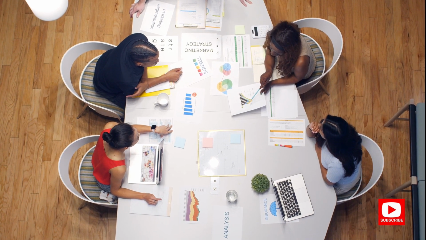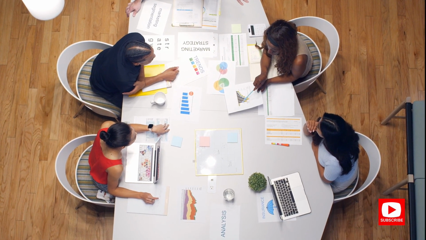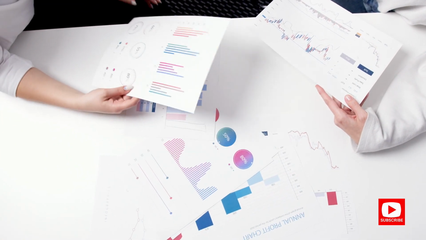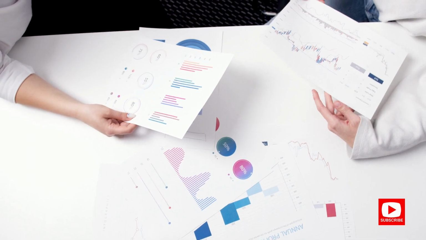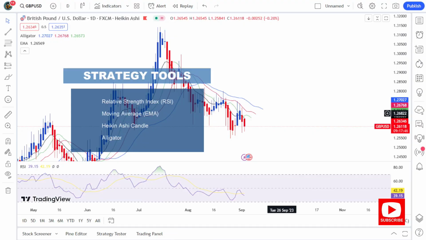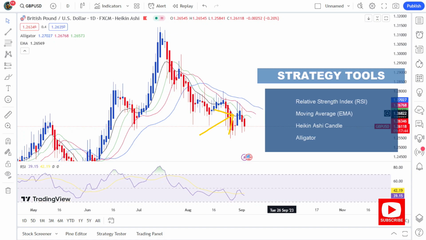Hello traders, welcome to Tradevox, and in today's video I'm going to be showing you a very powerful strategy that can change your swing trading style. Now this strategy consists of 4 technical indicators, which are the RSI, moving average, Heiken Ashi candles, and the Alligator Indicator. All these technical tools are available on TradingView and MetaTrader, so there is no excuse why you shouldn't test this strategy.